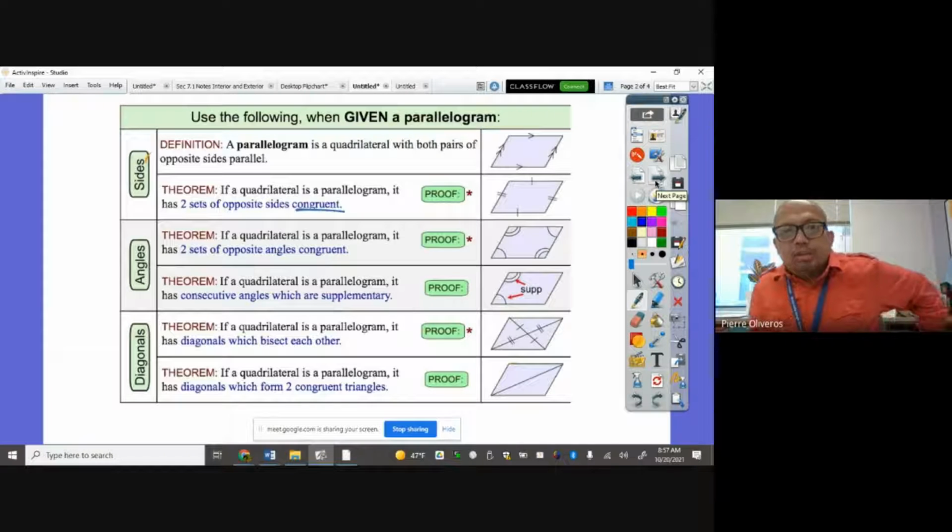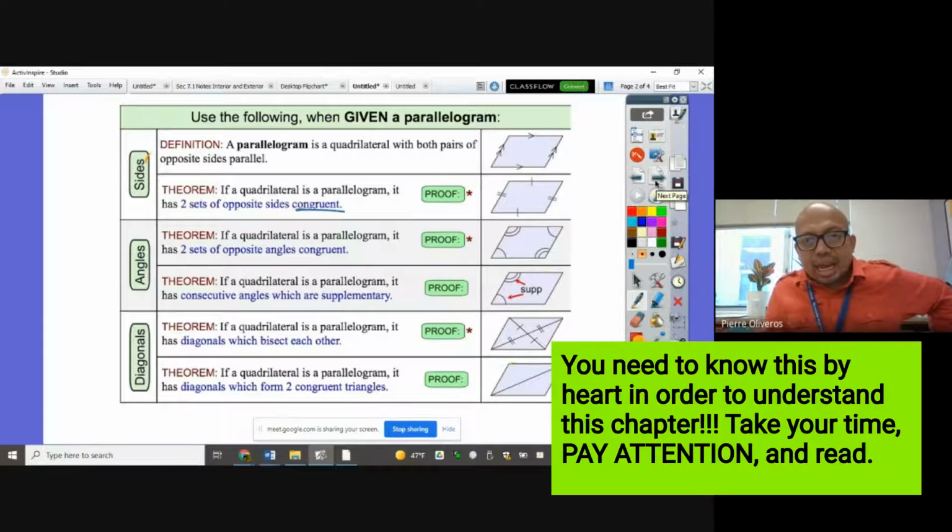Use the following when given a parallelogram. So what's the definition of parallelogram? A parallelogram is a quadrilateral, meaning it's four-sided, with both pairs of opposite sides parallel. So if you look at the illustration here, this side and that side need to be parallel. The opposite side here, the yellow one, has to be parallel.